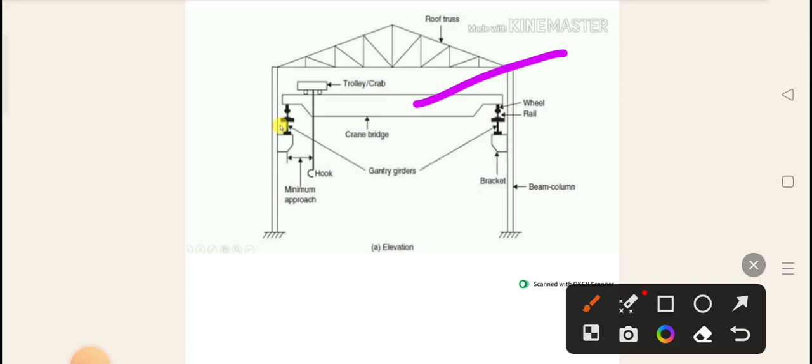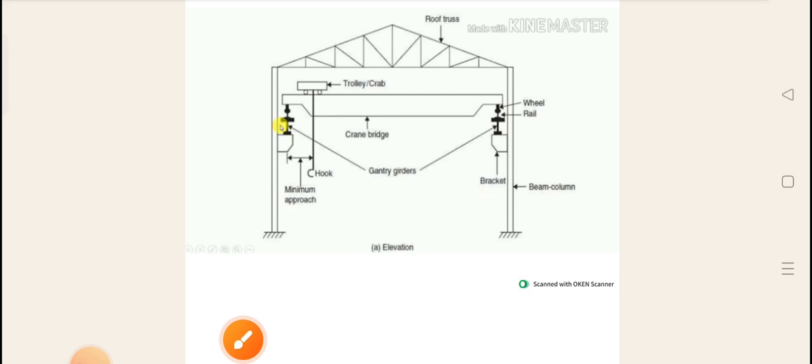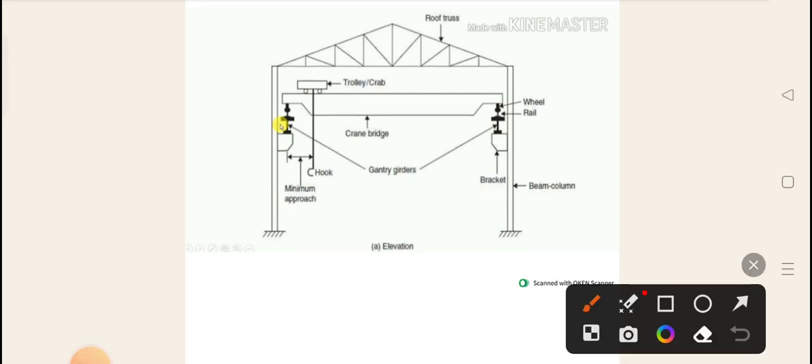So on this crane girder, this trolley or crab is going to move. If you are seeing this, what you are seeing in the vertical, downward direction is called the hook. By this hook, heavy machines or any equipment are to be lifted. It may be transferred along this direction, or it may be transferred perpendicular to your mobile. So it can move along this x direction, or it may move along the perpendicular y direction. This is the thing you have to remember.